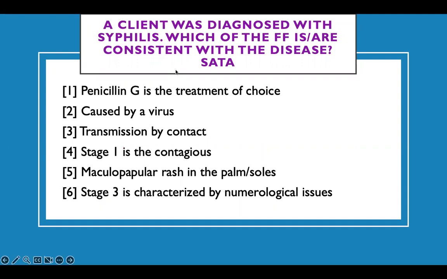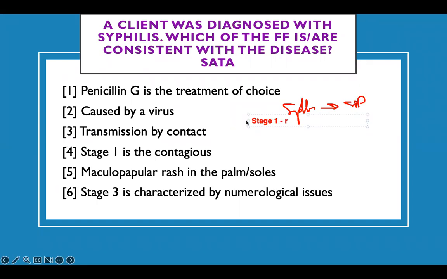A client was diagnosed with syphilis. Which of the following is consistent with the disease? So I have a syphilis patient, and which one is consistent with the disease? You have to know that syphilis is a sexually transmitted disease. There are 3 stages.